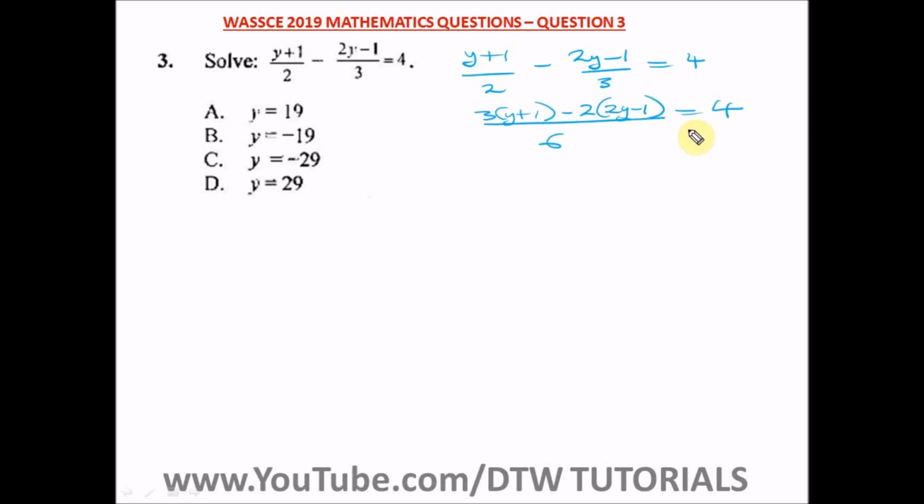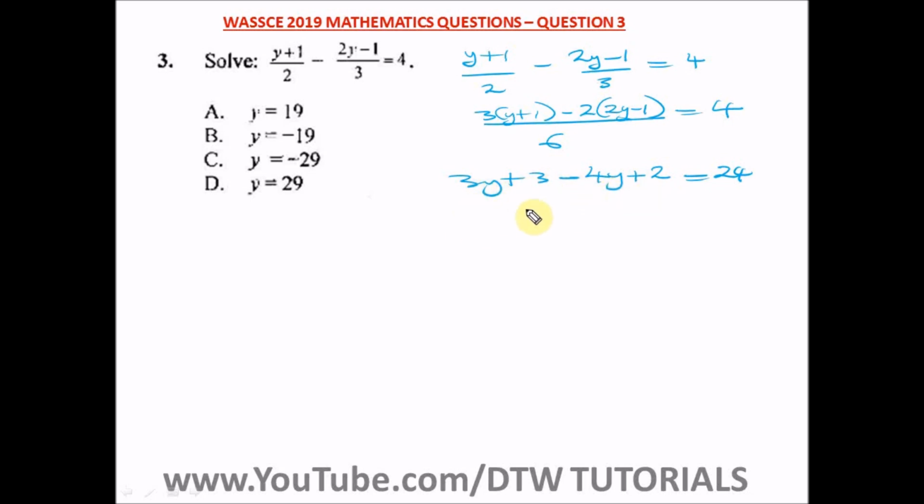So from here, we can take this 6 up here, and also open up this bracket. Let's do this at the same time. Take this 6 up. That's 6 times 4, which gives us 24. All right, and let us open up this bracket. 3 times y gives 3y, and 3 times 1 gives 3. Minus 2 times 2y gives 4y, and minus 2 times minus 1 gives a plus 2. Okay, so from here, what do we have?